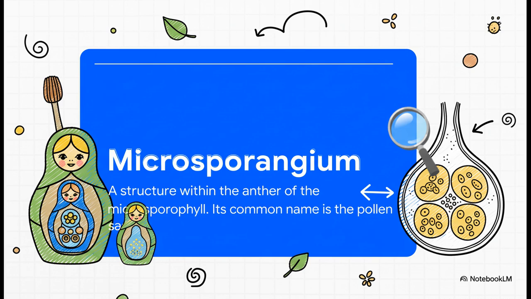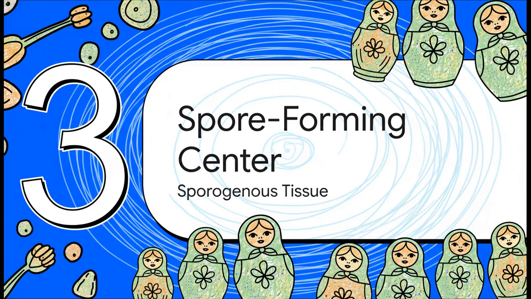Inside that anther, you find these structures called microsporangia. And just like before, there's a much simpler name for it, the pollen sac. So the crucial point here is that the pollen sac is the microsporangium, and it's located inside the anther of what we call the stamen. See, we've gone one layer deeper. So we've opened up the stamen and we found the pollen sac. The next obvious question is, what's inside the sac itself? Let's keep going deeper, right into the heart of this little spore-making factory.